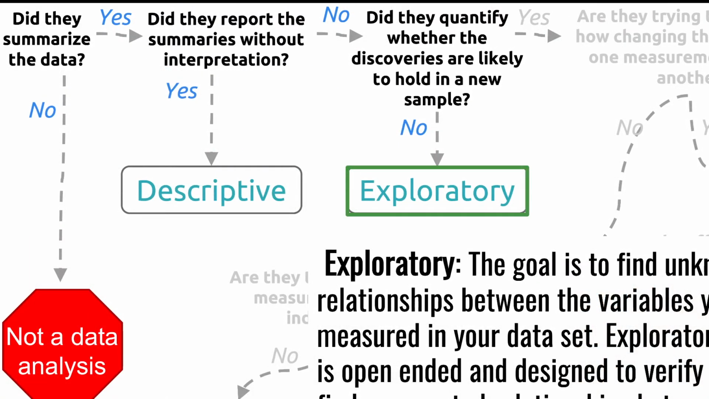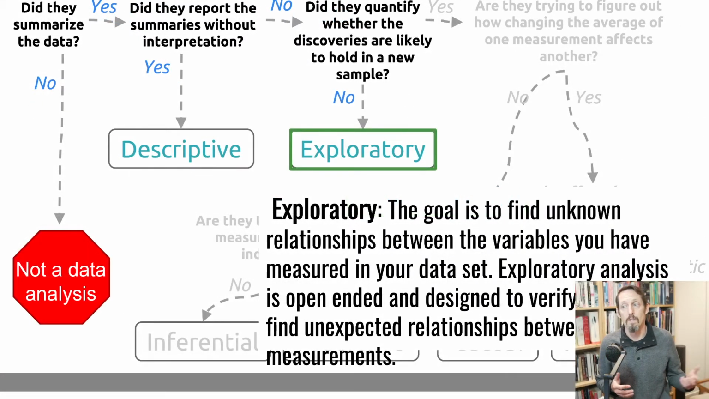You're not going to be able to read this, but exploratory analysis is open-ended and designed to find unexpected relationships between our measurements. So we're just going to go into the data. We're going to see what pops out at us using a few techniques that are designed to only catch things that are fairly clear in the data and not to find the constellation Orion.